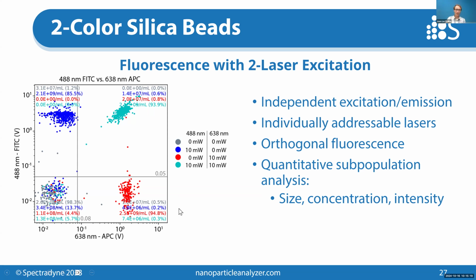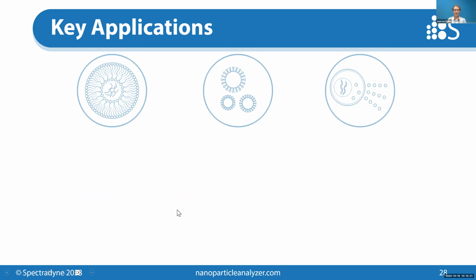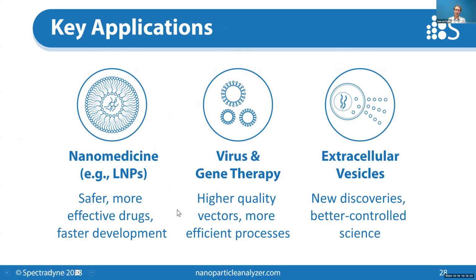Okay, so this is just really an illustration. Spectradyne focuses on three different key target applications. One is nanomedicine applications, mostly LNPs. Another one is virus and gene therapy applications. And then today, and also extracellular vesicles. Today, I'll show you examples from the EVs and nanomedicine space, right?